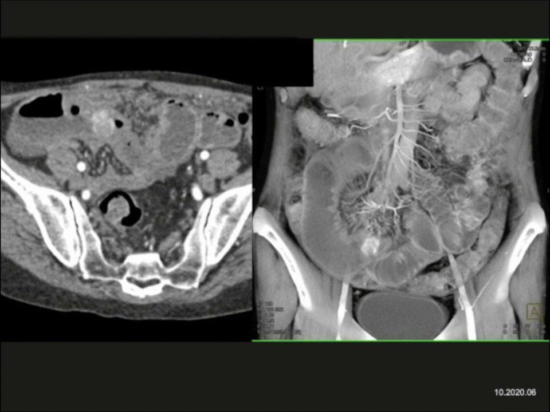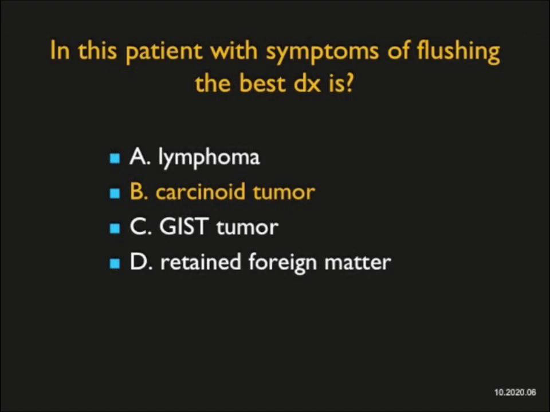When I start seeing the desmoplastic reaction, that pushes me to carcinoid. Lymphoma is unlikely. That's typically not vascular. This is not retained foreign matter. So if I have to pick a choice, I'm going with carcinoid, and that's the correct answer because of the desmoplastic reaction as well as the location in the distal small bowel. GIST tumors are more common in the duodenum, but we see them anywhere.